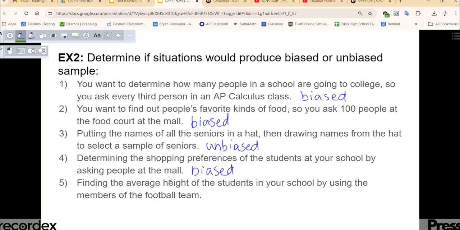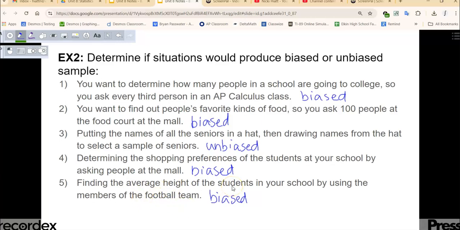Number 5, finding the average height of the students in your school by using the members of the football team. This would produce a biased result because you are only looking at the members of the football team. Not always, but in general, those who are playing football, particularly your linemen, are going to be some of the bigger kids in the school. So this would not be a good average.